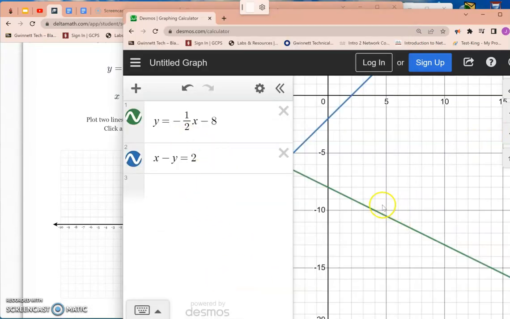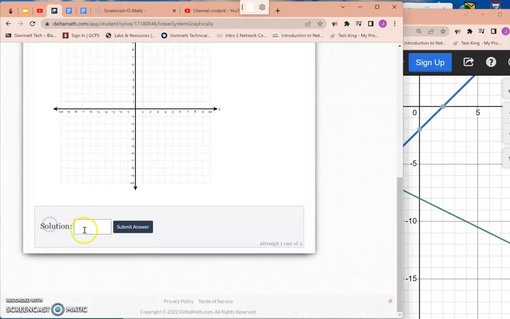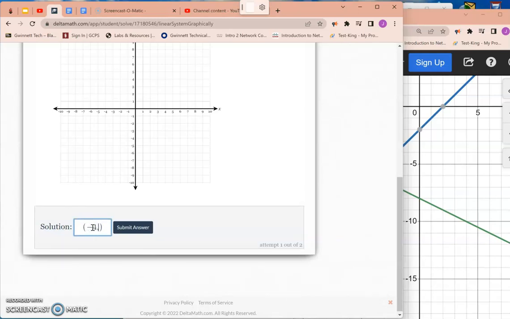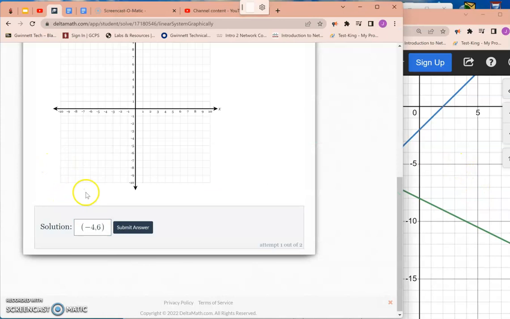All right, boom. So here's my solution. My solution is (-4, 6). So my solution in parentheses is (-4, 6). But you have to put your graphs in here. So you have to copy your graphs from here into here, or you can draw them by hand.